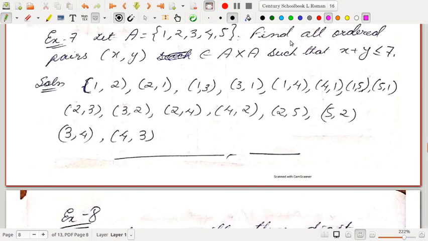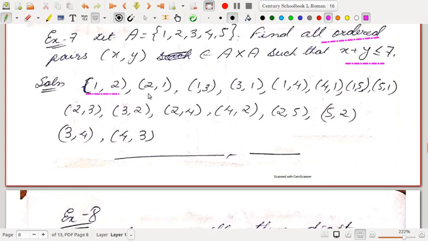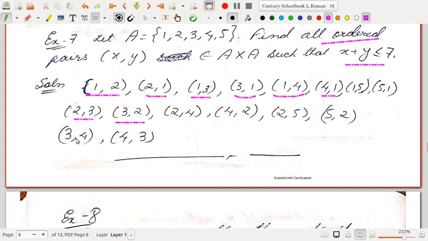Now the same question, we just change it a little bit. Find all ordered pairs (x, y) which satisfy x plus y less than or equal to 7. Now we are not finding subsets, we are finding ordered pairs. Okay, so if (1, 2) is there in the list, (2, 1) has to be there. If (1, 3) is there, (3, 1) has to be there. If (1, 4) is there, (4, 1) will also be there. So that way (2, 3) is there, (3, 2) is also there. (2, 4), (4, 2), (2, 5), (5, 2), (3, 4), (4, 3). Okay, these are the ordered pairs that satisfy this. So try to understand the question very carefully.